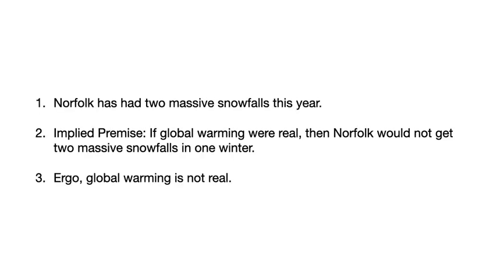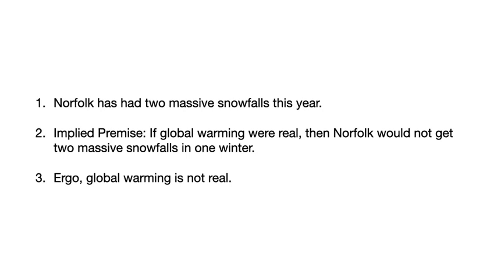Norfolk has had two massive snowfalls this winter. If global warming were real, then Norfolk would not get two massive snowfalls in one winter. Ergo, global warming is not real. Just mixing it up a little bit, right? Ergo is just a very pretentious way of saying therefore or so. It's the most pretentious way of marking a conclusion, but whatever. Just a little spice, right?